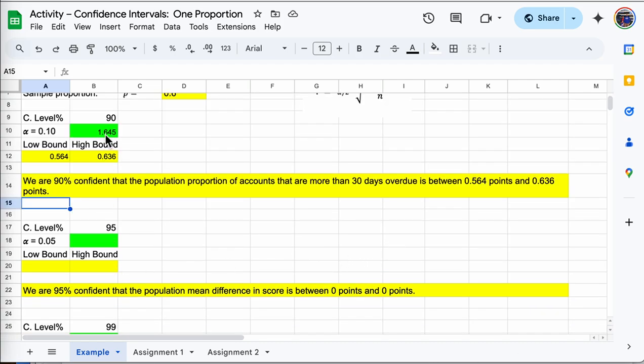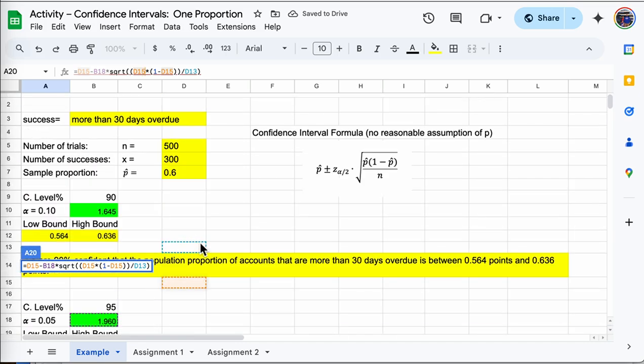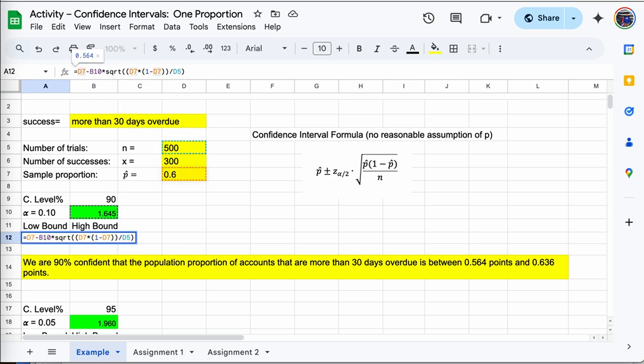Do the same thing with 95%. So I'll grab this. This time it's going to be 0.05 divided by 2. Low bound, same idea. I'm just going to copy it straight off. It says divide by 0. Let me go back here for a second. I'm going to adjust this one because I'm never going to deviate from D5 and D7. So the D7 we want to lock in, just to make it a little easier in the copy paste component here. D7, get some dollar signs on that, and the D5 dollar signs.